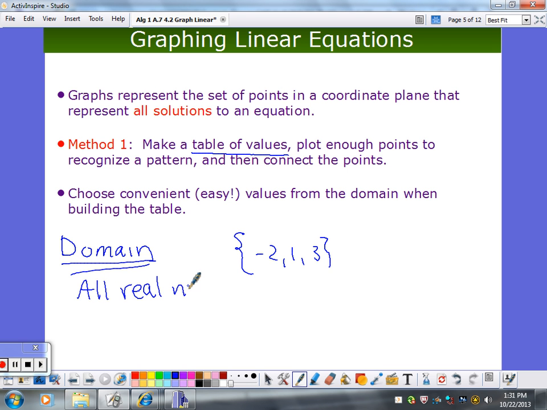All real numbers, unless you're told differently. So the domain is all real numbers, unless you're told differently. So how does that affect our graphing? Because remember what we did with this? We would make our little table.